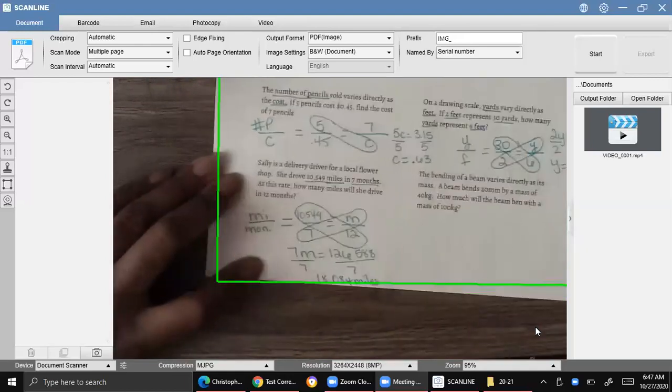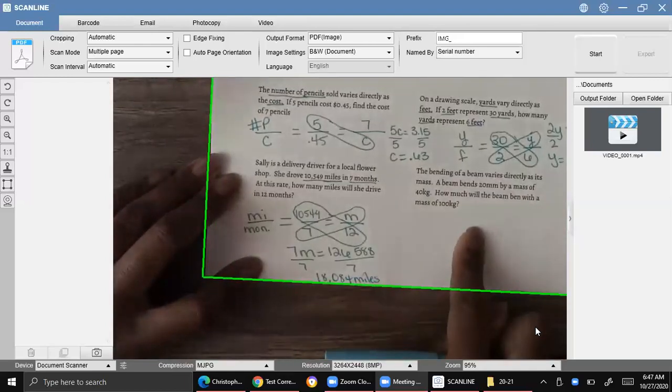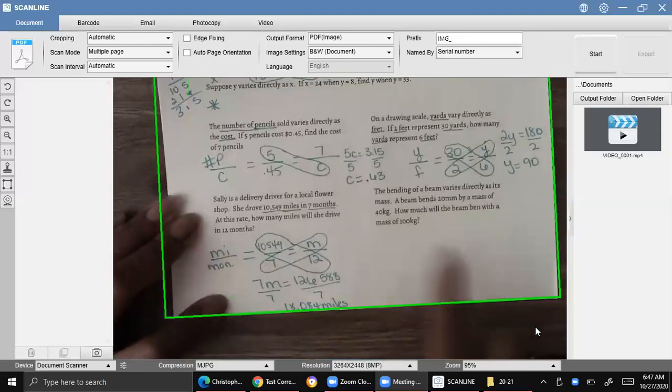And then I would like you to go ahead and do the last one. Set up your triple proportion. Find the two things you're comparing. Set up your full fraction, then your partial, cross multiply and divide, and you are done.